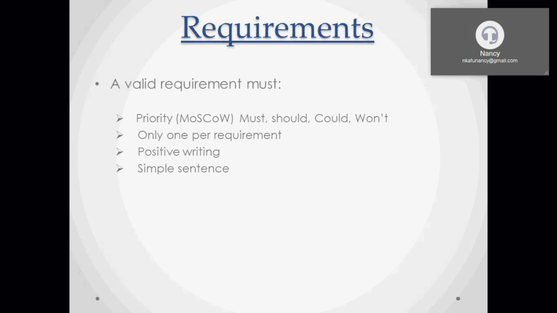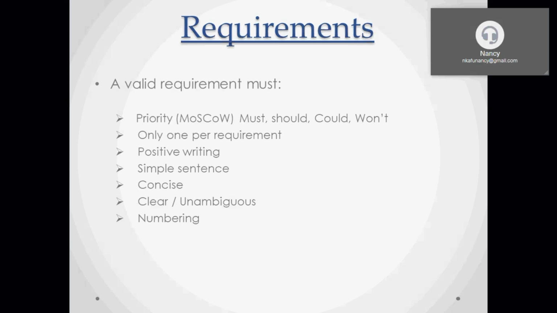And simple sentences. It has to be very simple so that people will be able to understand it easily. Table must have 4 legs, or the system should have the ability to log in, the ability to create a password. That's very simple. And concise, it's the same thing. It has to be clear, unambiguous wording. You don't have to use terminologies that stakeholders will not be able to understand. Make sure your requirement is very clear. Table must have 4 legs. System must have the ability to create a password. Very clear and very simple.